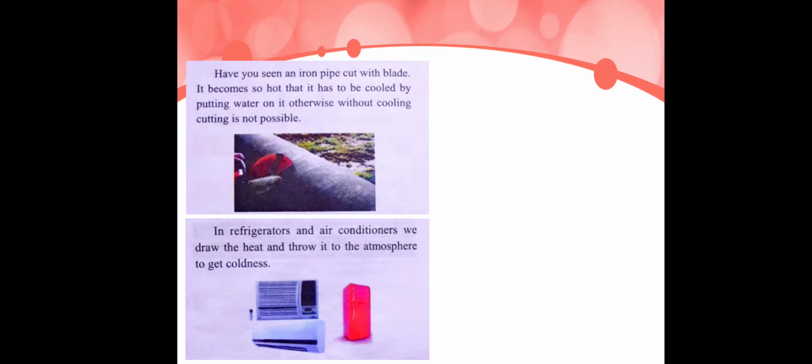In refrigerators and air conditioners, we draw the heat and throw it to the atmosphere to get coldness. So what does the air conditioner do? It takes the heat from the room and throws it to the environment so that the air inside the room becomes cool.